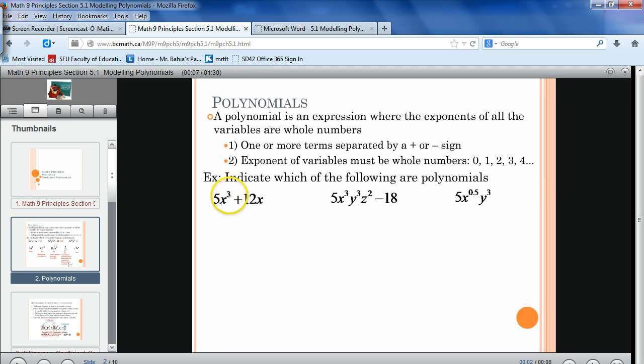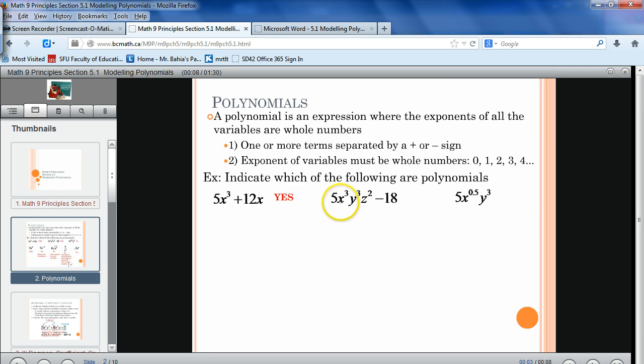Okay, 5x cubed plus 12x. When you see something like that, that's an expression. There's no equal sign. The rules about whether it's a polynomial depend on the exponents. Is the exponent a whole number, like 0, 1, 2, 3, 4? Yes, it is. It's a 3. What about this exponent here? Well, x has an imaginary 1 exponent, so it's a whole number, and so that means it's good. That is a polynomial. Yes, it is.